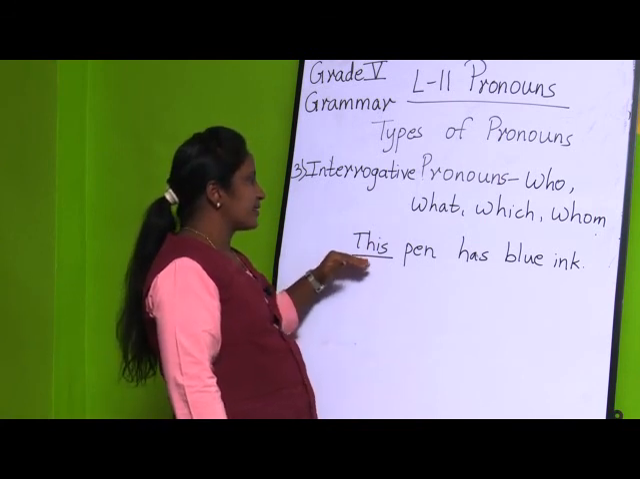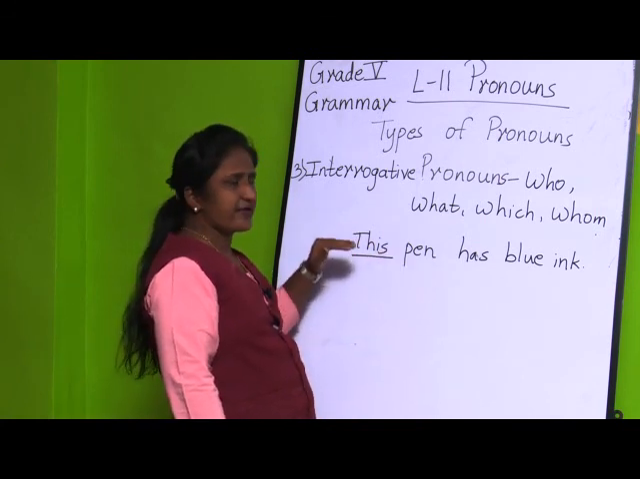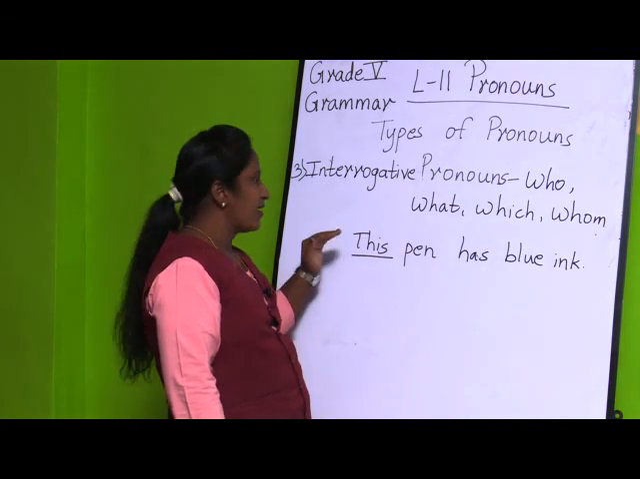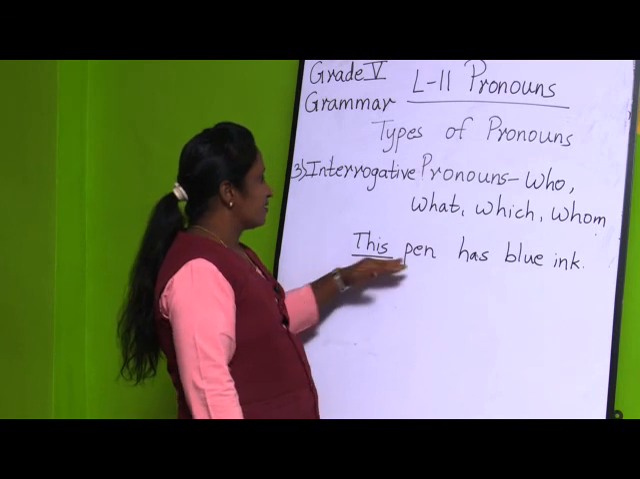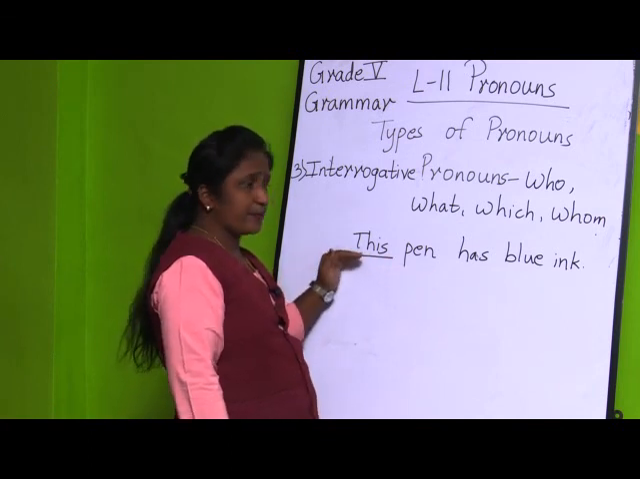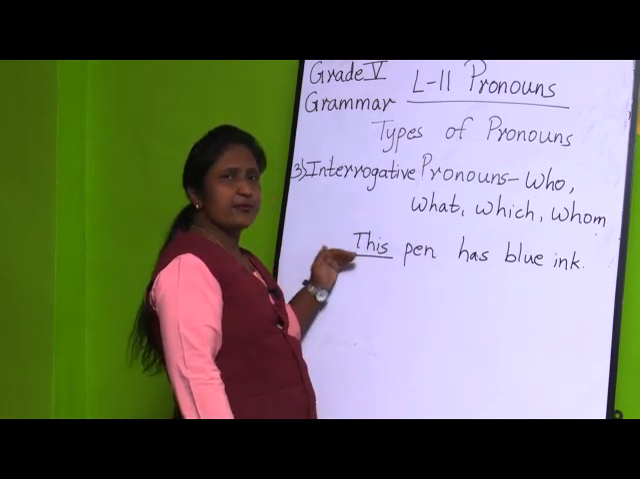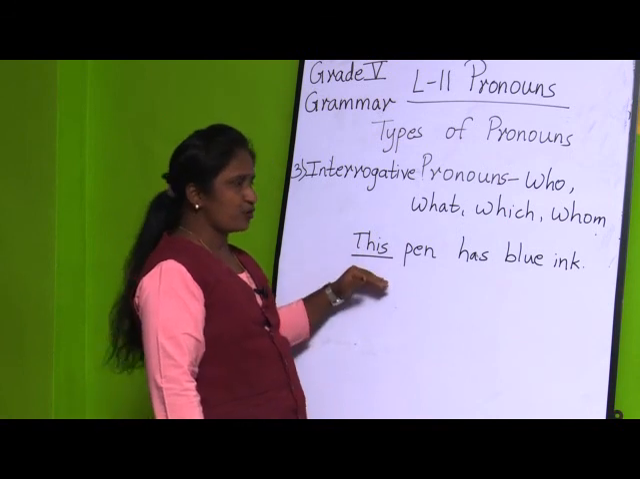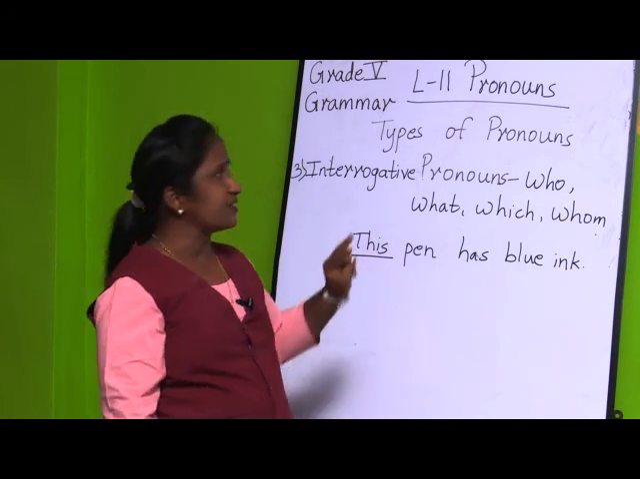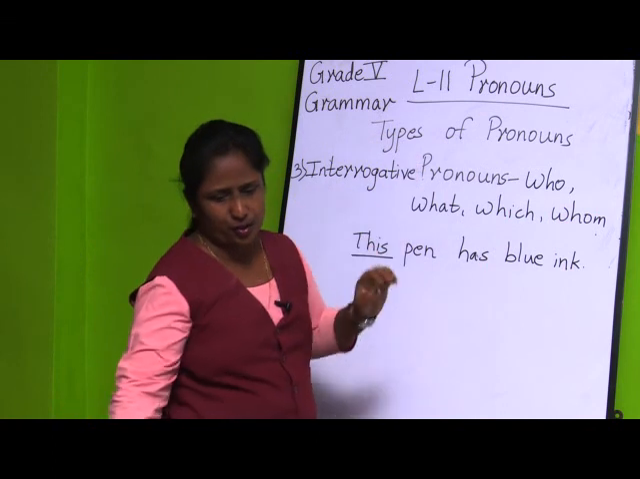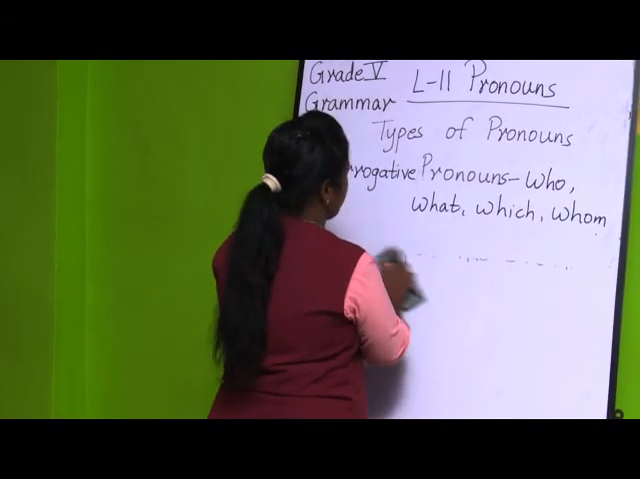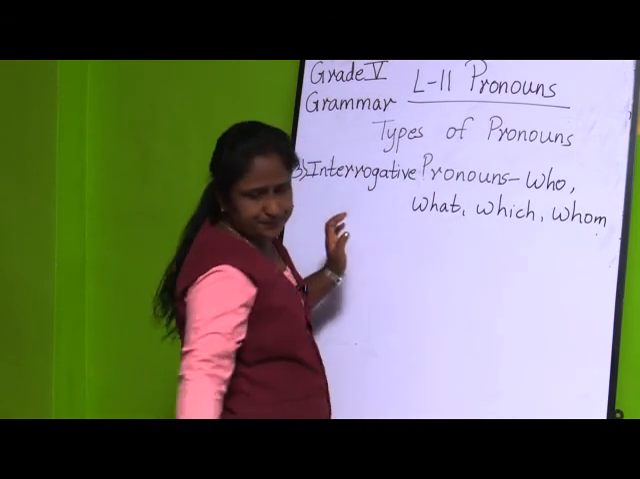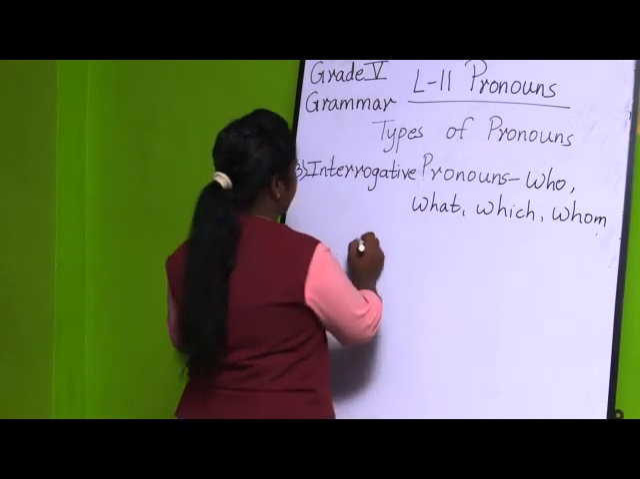Since it qualifies the noun pen, this word is used as a demonstrative adjective, because it is describing a pen. And the other thing is that I am pointing out the pen, that's why I am using it as a demonstrative pronoun also. So the same thing is with the interrogative pronoun. For example, if I take a question like this: which pen is yours?